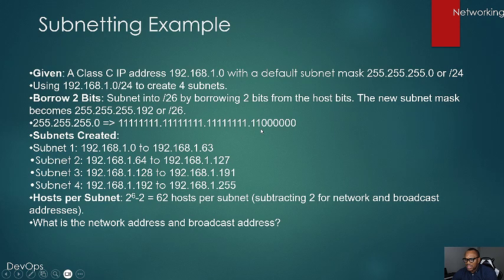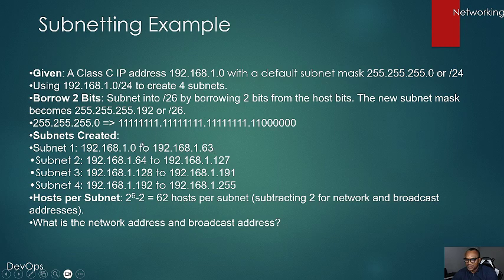So we have 6 bits remaining for the host portion, and 2 raised to power 6 will give us 64. That means each of the subnets has 64 IP addresses. So they will increase by 64. So the first one is 192.168.1.0 and it will end at 63. 0 to 63 is 64, right? So it will end at 63.